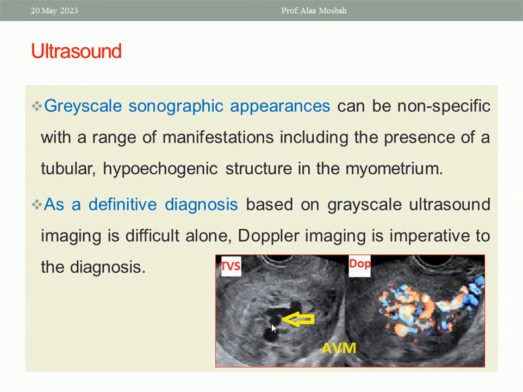As a definitive diagnosis based on grayscale ultrasound imaging alone is difficult, Doppler imaging is imperative to the diagnosis. As you can see in this picture, the color Doppler. So you can't depend alone on transvaginal ultrasonography. Please do also color Doppler. It will help. So as regards transvaginal ultrasound, you will find a tubular hypoechogenic structure in the myometrium.